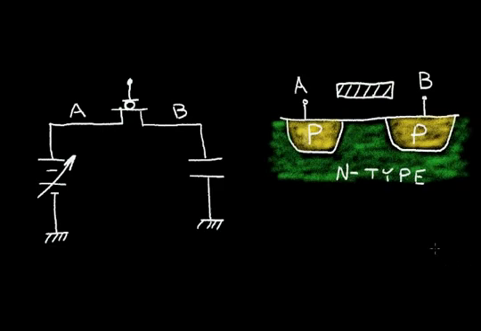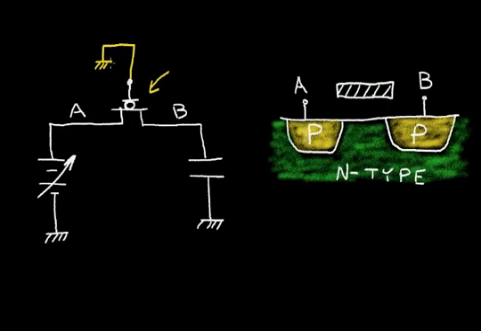Here I've replaced the N-channel transistor with a PMOS transistor. Now if I want to close the switch on a PMOS transistor, I'm going to want to connect the gate voltage to ground. If I want to open the switch, then I'll connect the gate voltage to the high supply and the transistor will be off.